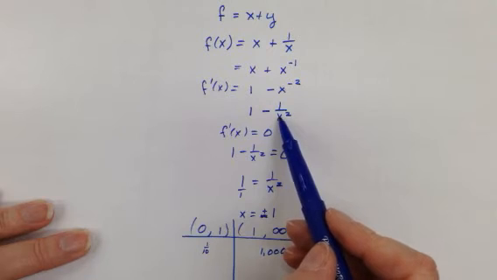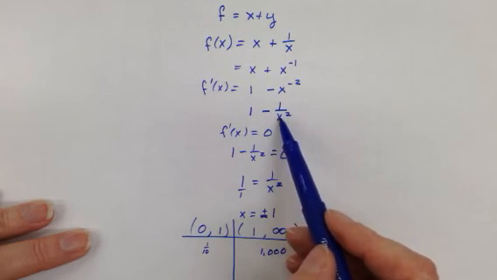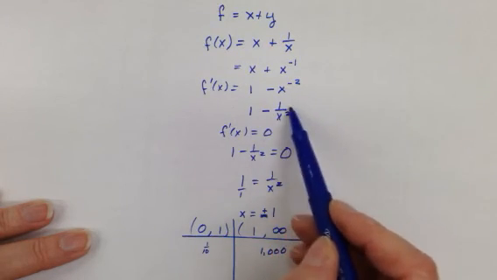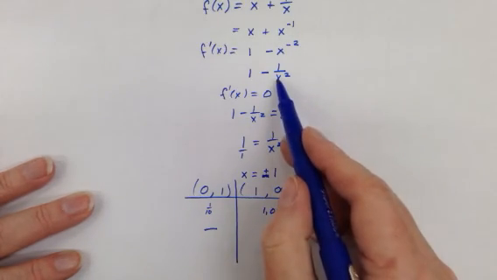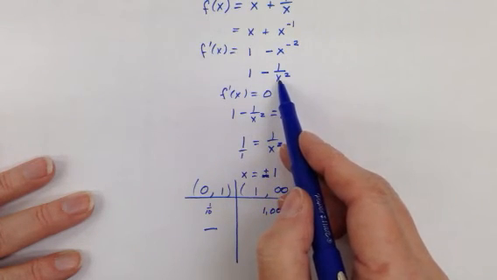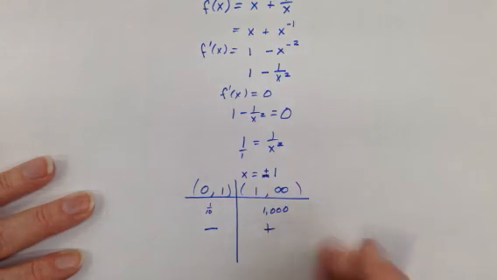If I fill in 1/10, 1/10 squared is 1/100th. 1 over 1/100th is 100. This is 1 minus 100. That is negative. Taking 1,000 and filling it back in up here, this is 1 minus 1 over 1,000 squared, which is 1/1,000,000th. 1 minus 1/1,000,000th is positive.